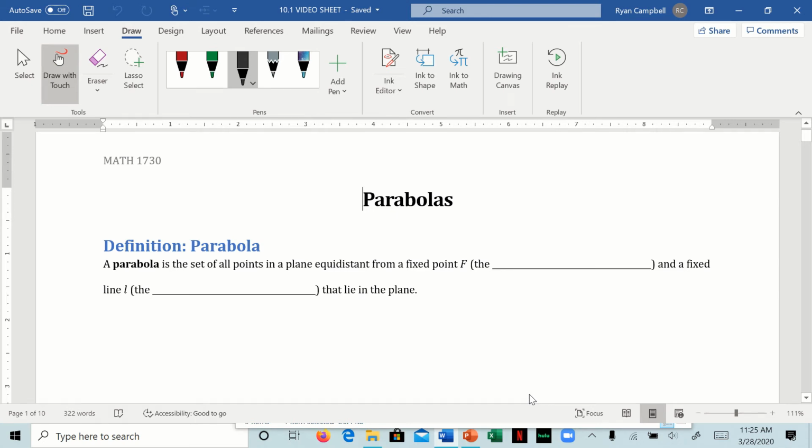All right, so we are moving on to parabolas. Hopefully the rest of this section is going to be relatively simple. You should have already seen most of this stuff in college algebra, but here's just a quick reminder. Parabolas are a set of points that are equidistant from a fixed point. We call this fixed point the focus, and a fixed line, which is called the directrix.